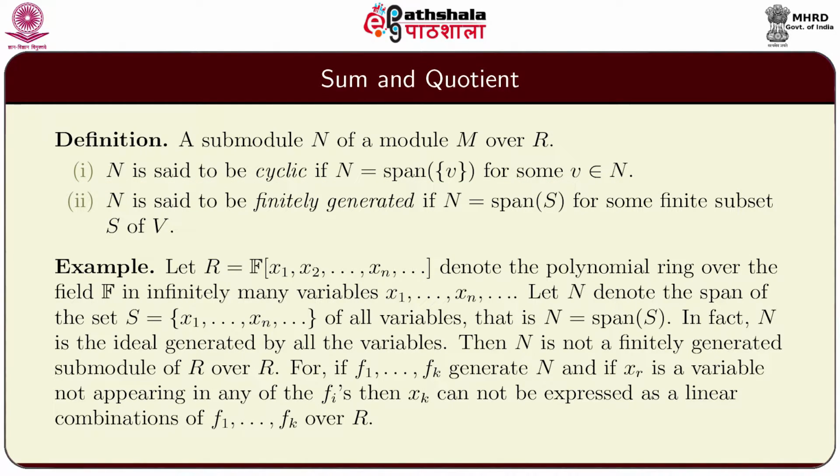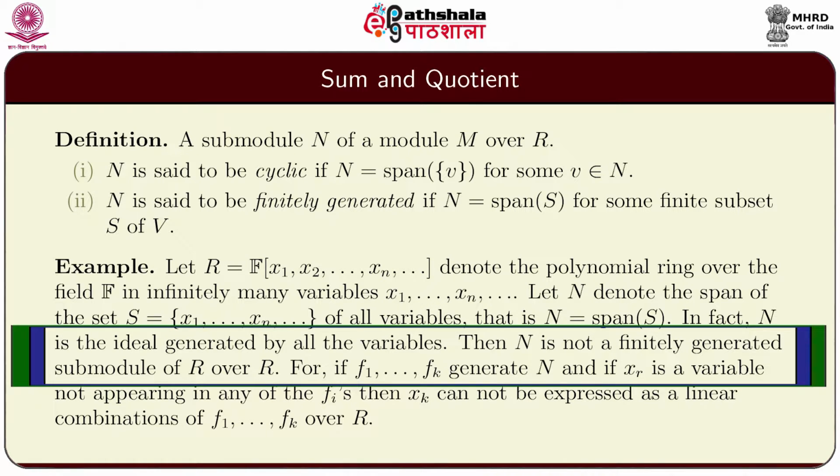Let us look at this example. R denotes the polynomial ring over the field F in infinitely many variables x1, x2 and so on, xn and so on. Let N denote the span of the set S, which is the set of all the variables. Then N is not a finitely generated submodule of R over the ring R.